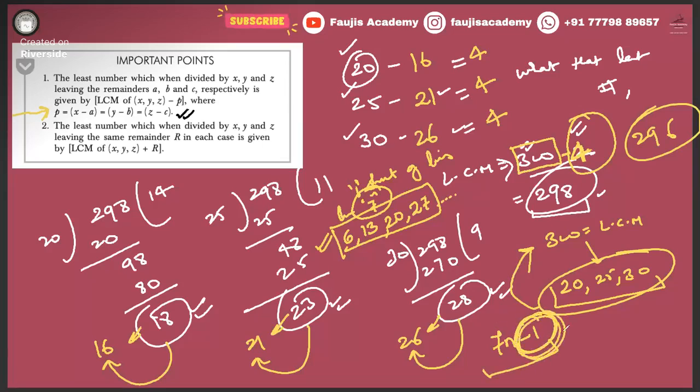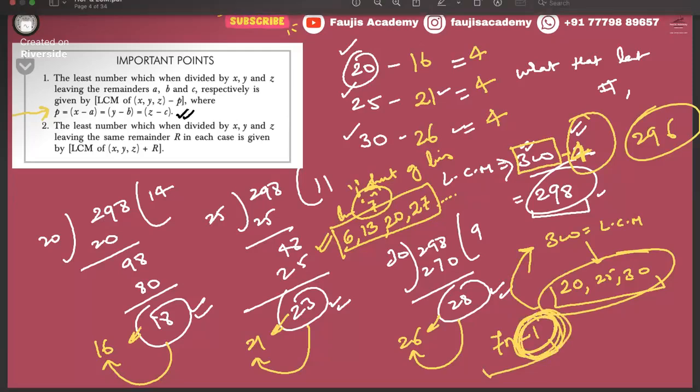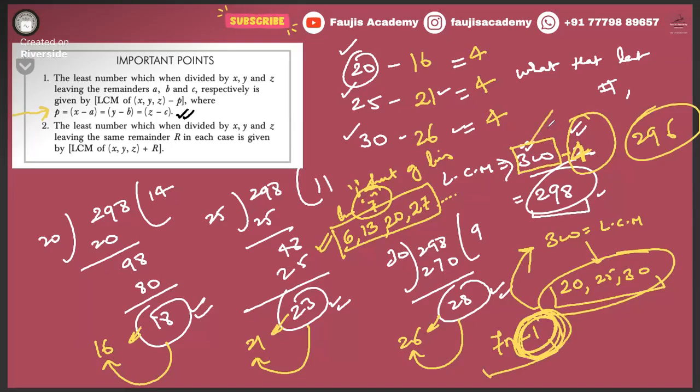Because you will have lots and lots of confusion here, and I do not want you to be confused. Why are we doing -1 here? We found out the number which divides all three of them perfectly fine. Up till that is okay. And when we have found that, there is a common difference between the divisor and the respective remainders.